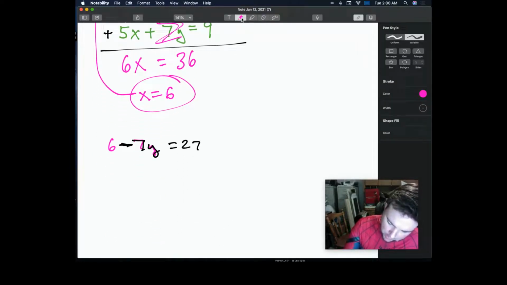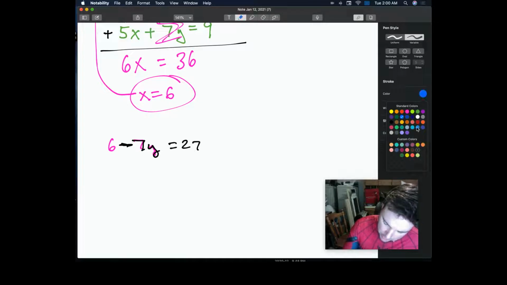It's in terms of one variable. We can solve it. So what am I going to do here? Well, the first thing you want to do is always put things together.